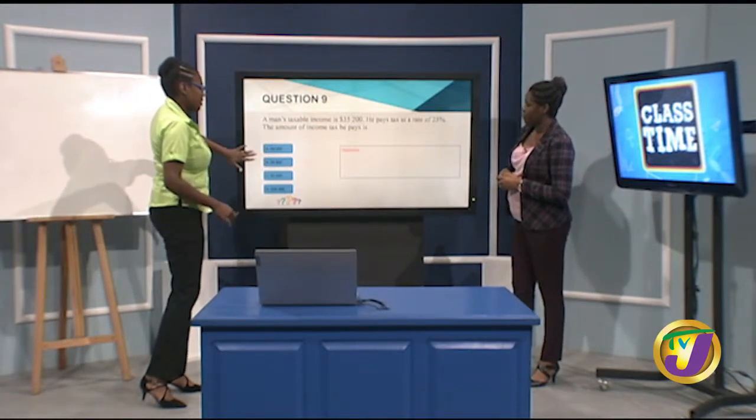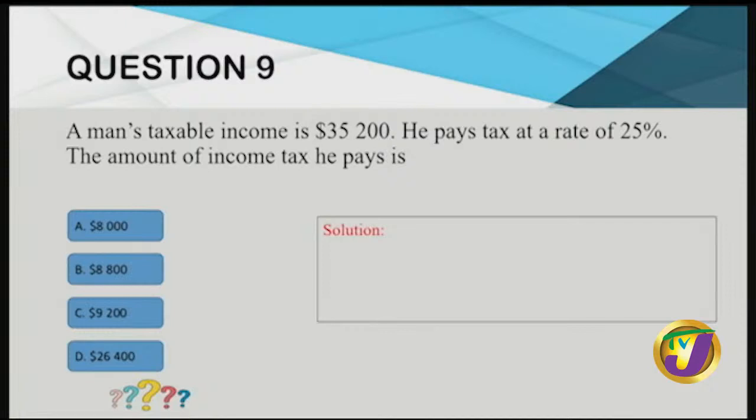If I skip B for now, because B looks sensible, and look at C, 9,000, multiplying that by 4 gives 36, which is more than the income, so that one is out. And this one is clearly way out. So my guess, based on what we just did, is that the answer is going to be B.